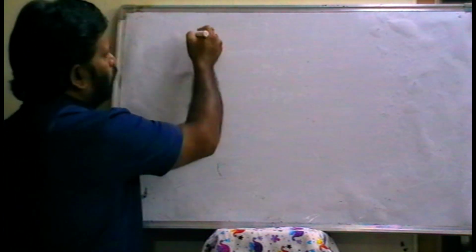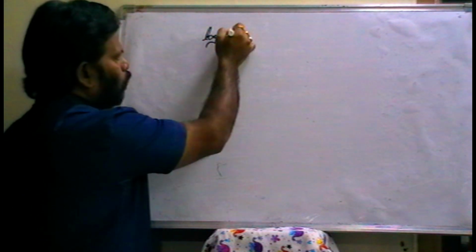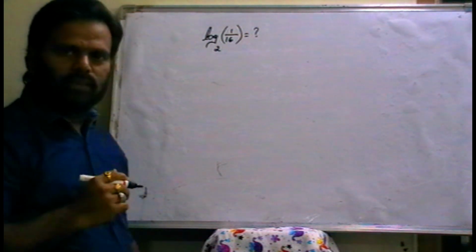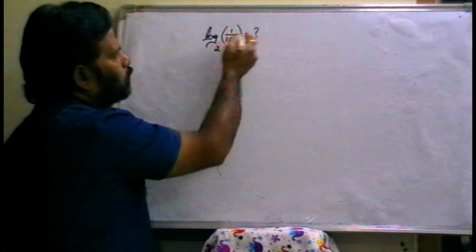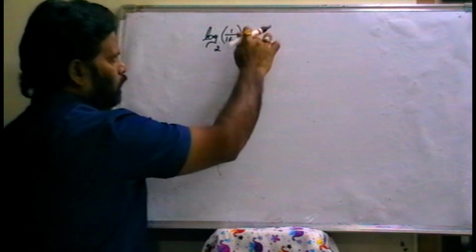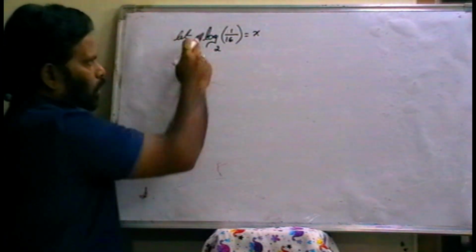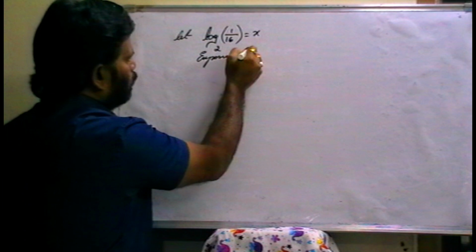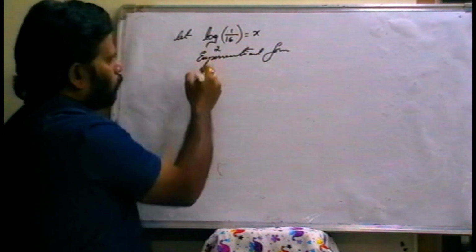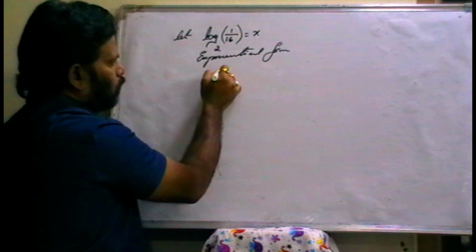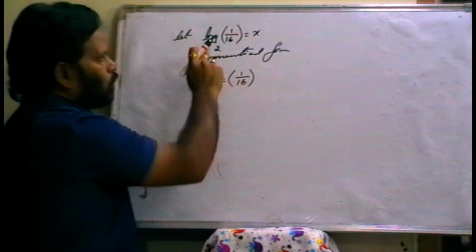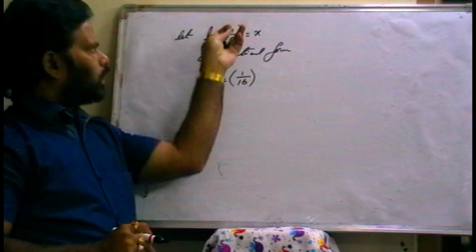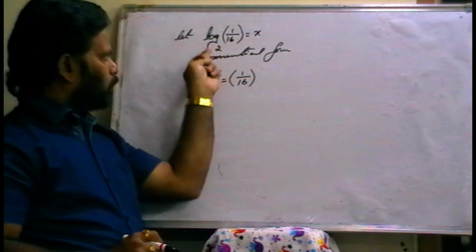For example, what is the value of log 1 by 16 to the base 2? Log 1 by 16 to the base 2, we don't have its value. So let us assume that its value is x. Let log 1 by 16 to the base 2 be equal to x. Now change into exponential form. Exponential form, 2 to the power of x is equal to 1 by 16. Means what? Originally, 2 to the power of how much will give us 1 by 16? That means log 1 by 16 to the base 2 is equal to x.